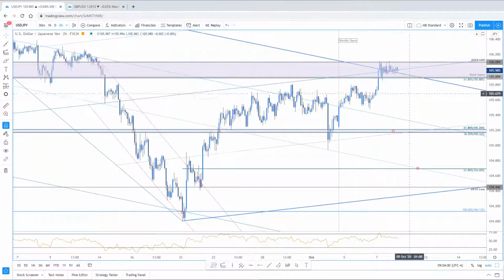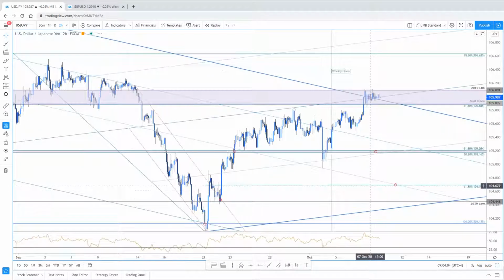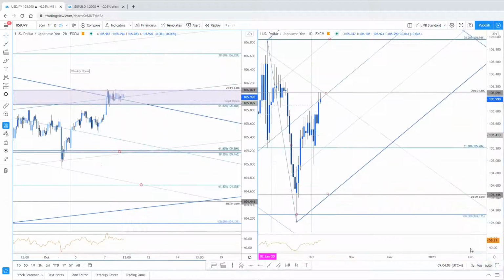I'm not going to try to fade that just yet. At the same time, I'm not going to buy at a multi-week high. So looking for reaction here today in dollar yen. Here's what it looks like on the daily chart.